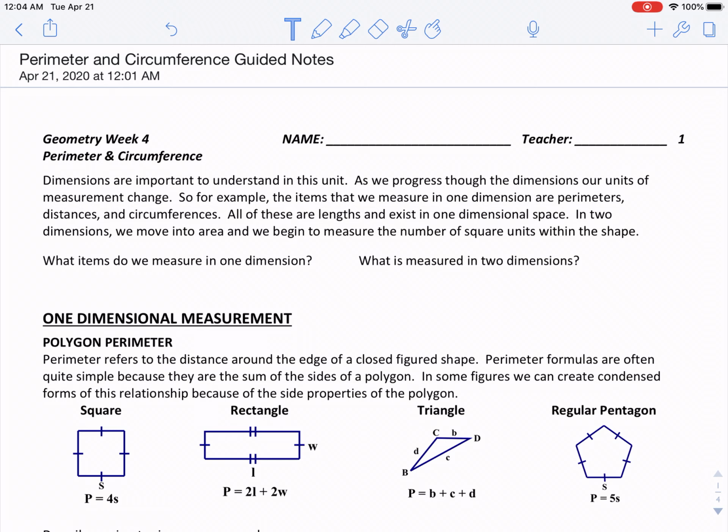Alright, so we're talking about perimeter and circumference. The rest of the year we're going to start thinking about dimensions, and how we measure various things. So how do we measure the distance around something, how do we measure the space inside of something, how do we measure the space that covers something? Up here we have questions on what do we measure in one dimension versus two dimensions. That's something good to think about.